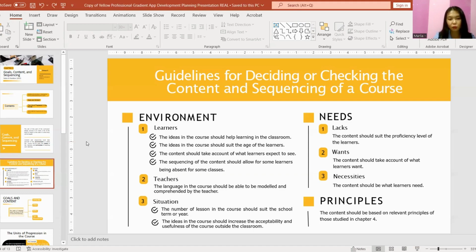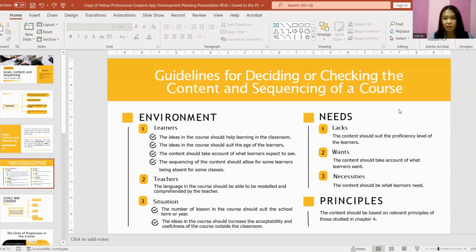The third is the situation. The number of lessons in the course should suit the school term of the year, for example, 1 semester or 16 meetings. And then the ideas in the course should increase the acceptability and usefulness of the course outside the classroom. For example, if we teach vocabulary to the students, then the vocabulary that we teach should be useful for the students' daily life.